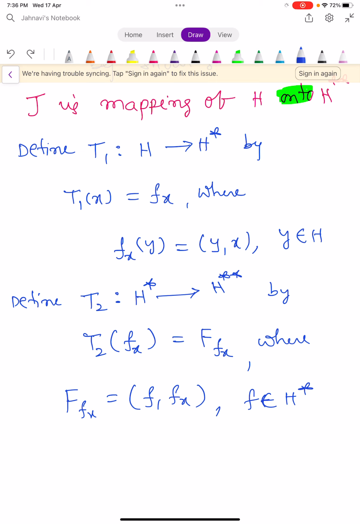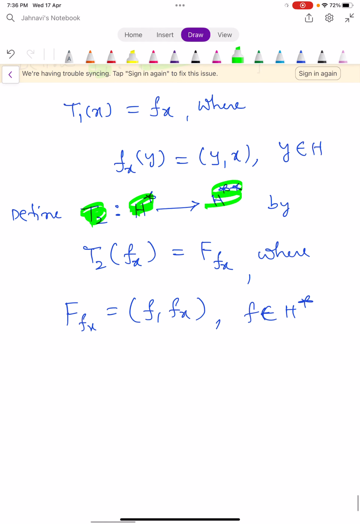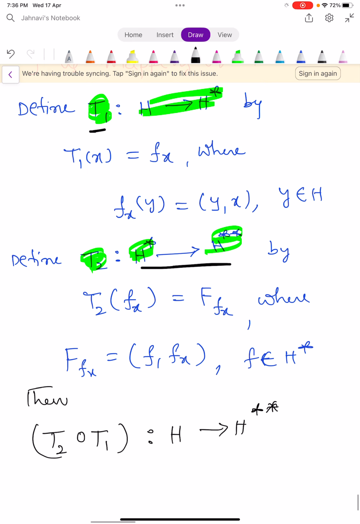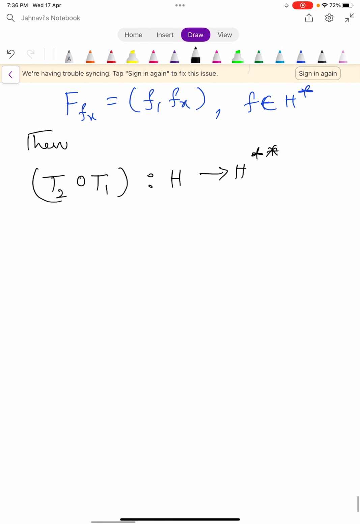So to prove that J is onto, we define two different mappings, T1 and T2. T1 is from H to H star, T2 is from H star to H double star. Then obviously you observe that the composite mapping T2 circle T1 must map from H to H double star. T2 is defined from H star to H double star, T1 is defined from H to H star, so the composite function T2 circle T1 maps H to H double star.